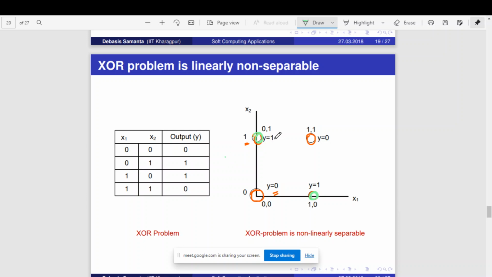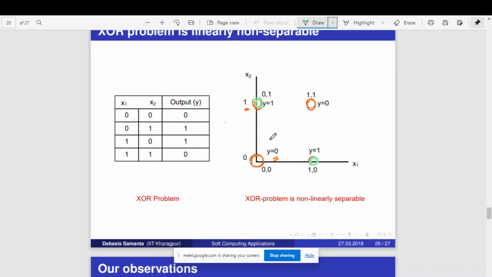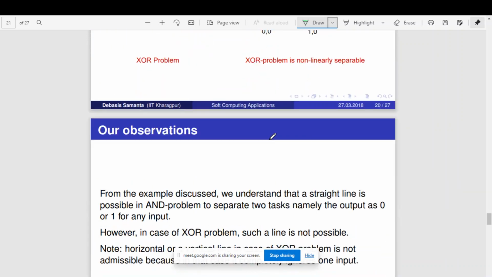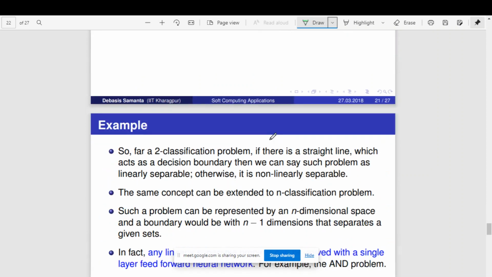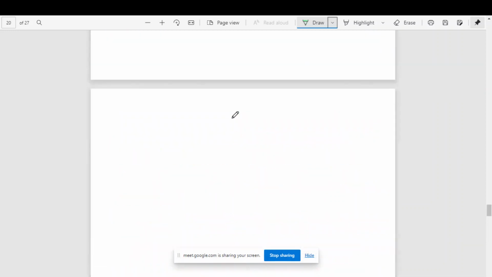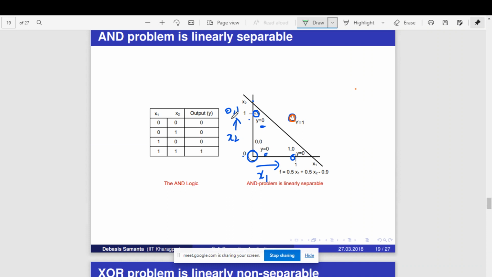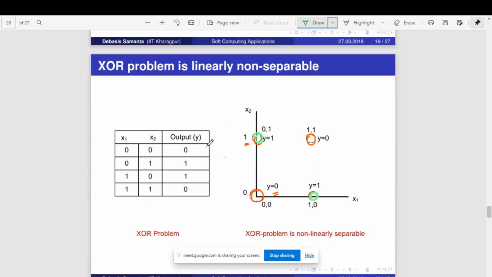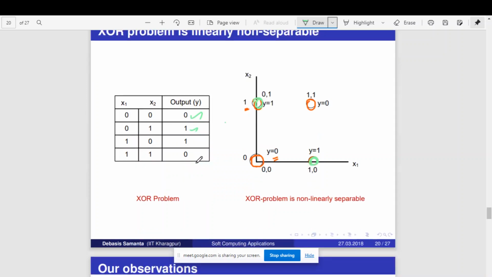So now we should go for a multi-layer feed forward neural network, right? So that's the whole logic. So far whatever we have discussed is called a binary classification problem. Two classification is otherwise called binary classification. Binary classification means we are saying whether it is yes or no. So here there are only two possible outputs, 0 or 1. There is nothing else.